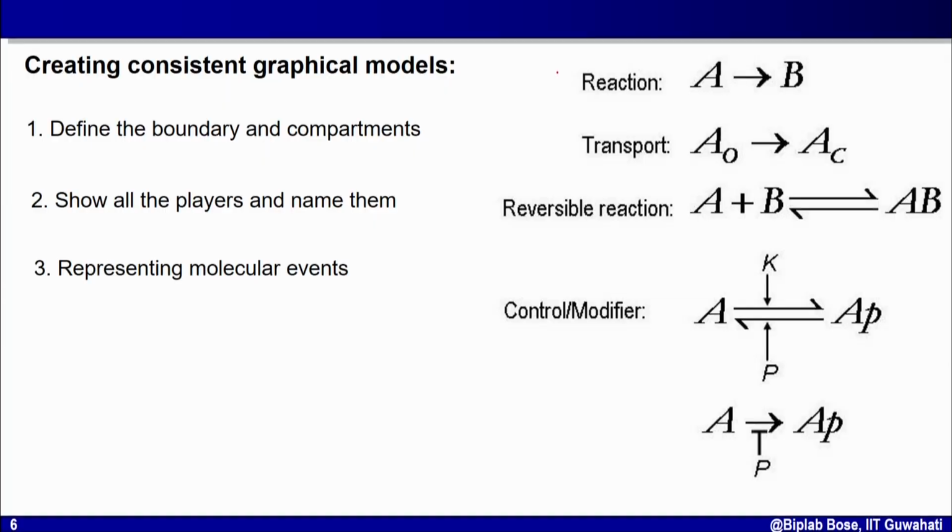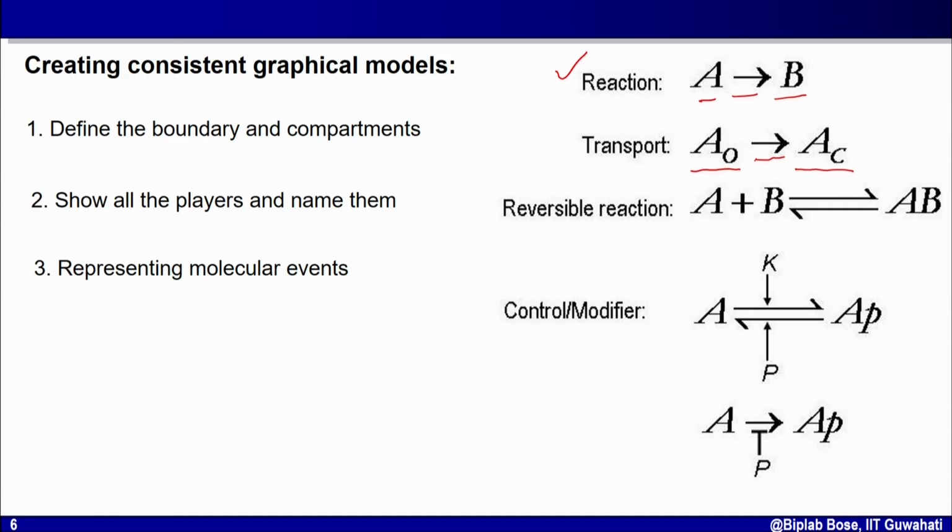That does not mean that it is an exhaustive list, but I want to give you an example of how we consistently draw certain molecular processes. The first one is a simple reaction. A is becoming B. So you just represent that by A to B with an arrowhead at the product. Suppose, just like the previous example, A is present outside, so I have marked it as AO. That is going inside the cytoplasm, so it is AC. This is just a transport process. I can represent the transport process also by an arrow, just as shown here. So AO is getting transported to AC in the cytoplasm.